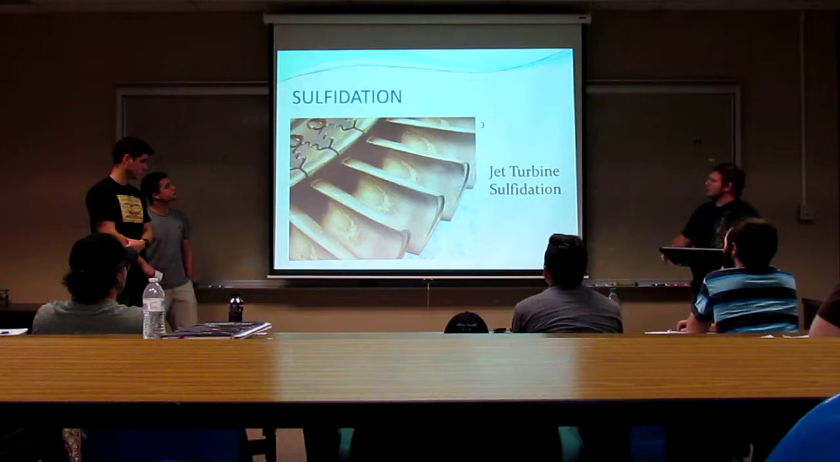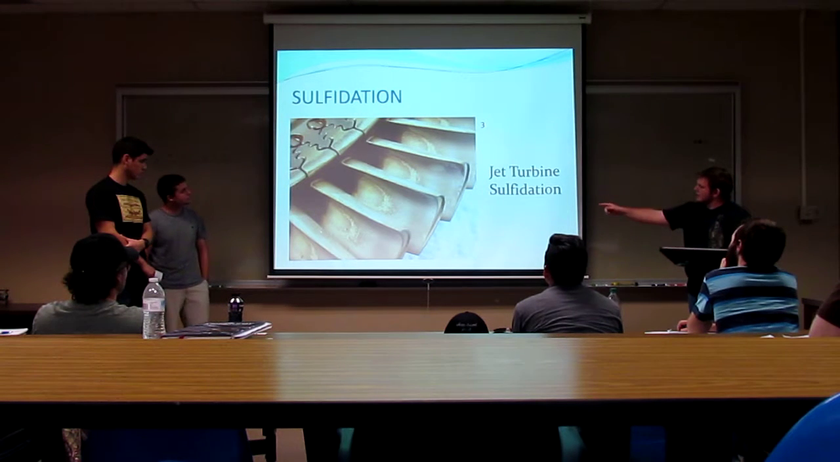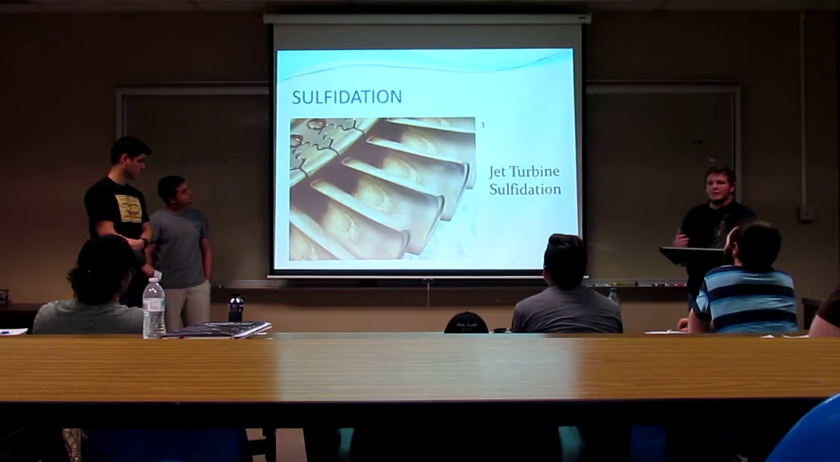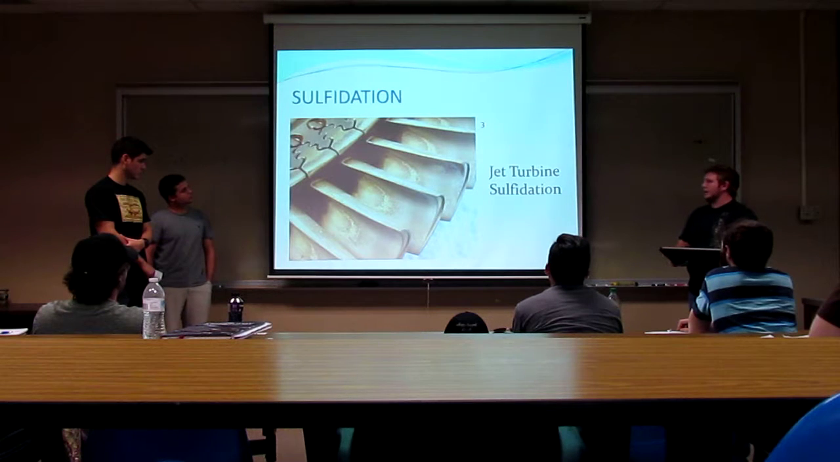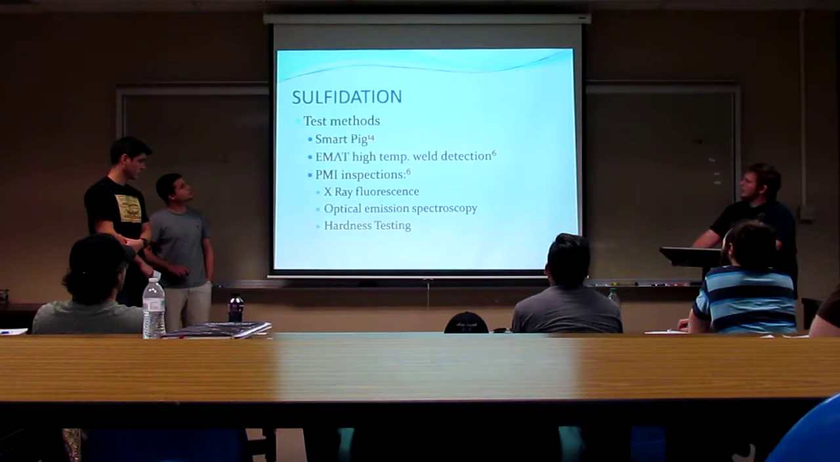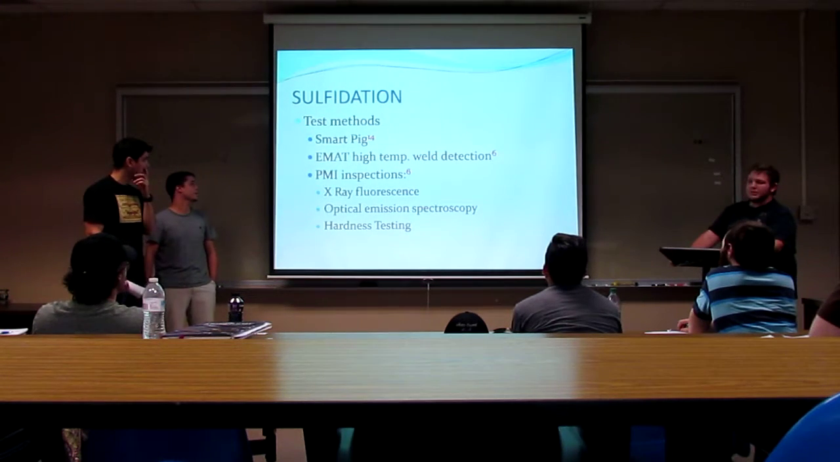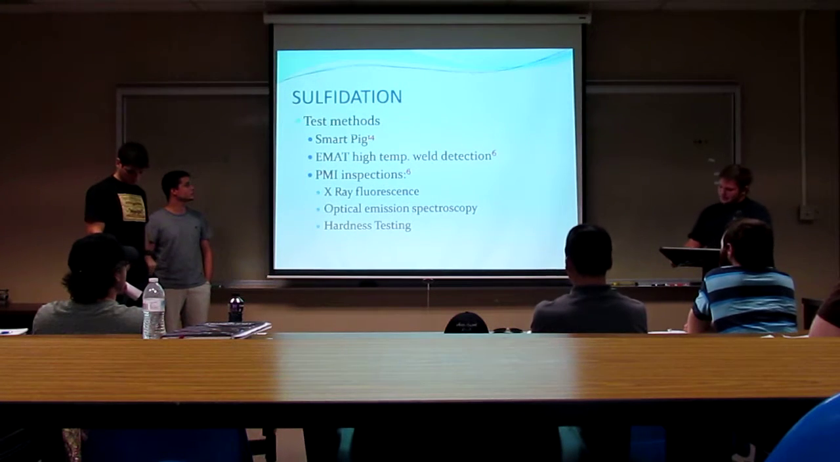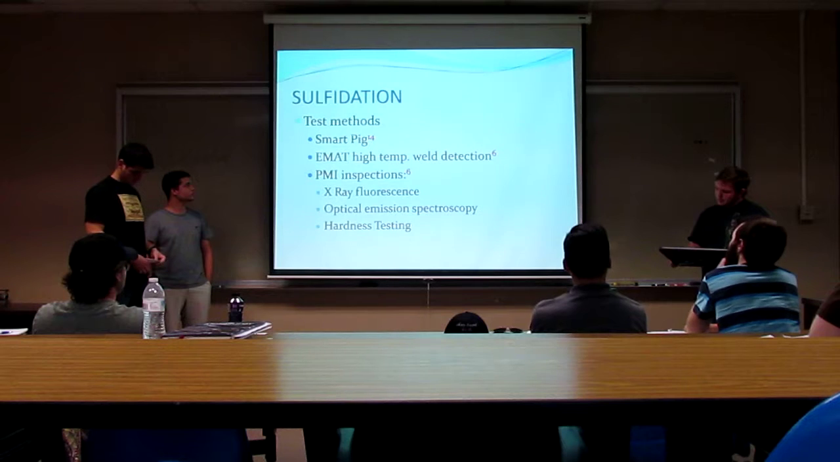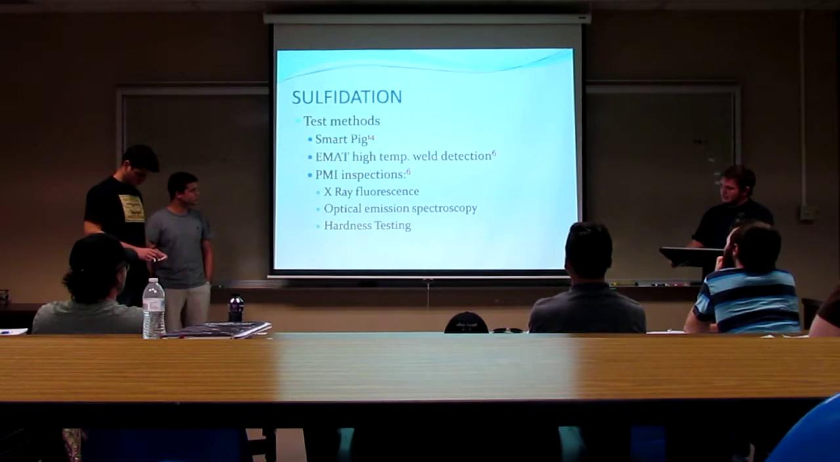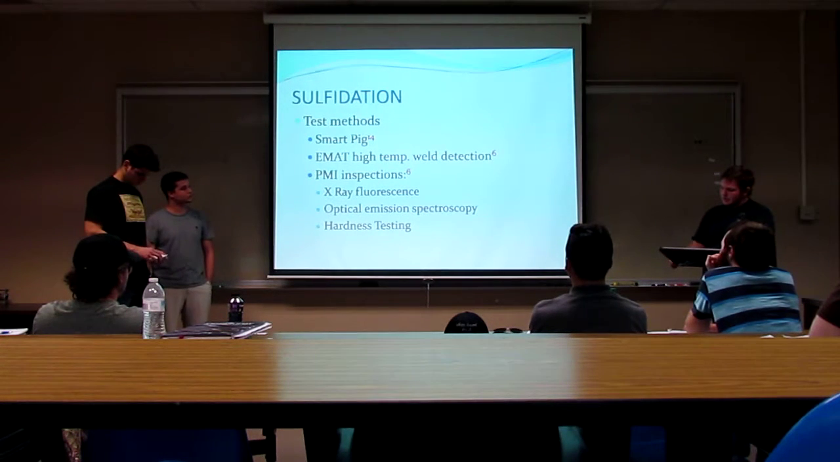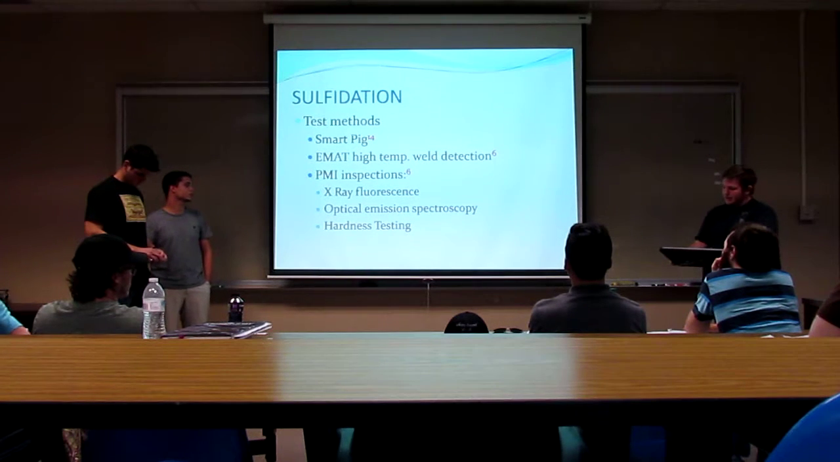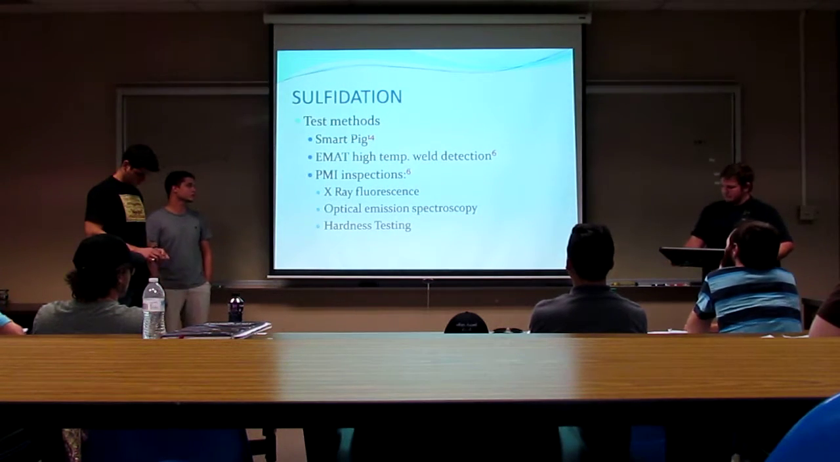And here it is on the jet turbines, where you can see it builds up, and as long as it's less than 25%, they don't really worry about it. Some of the testing methods: smart pigs are a good way. They can detect pipe wall thinness. And then high temperature weld detection, PMI inspections like X-ray fluorescence, hardness testing, the different file tests you can do, and optical emission spectroscopy.